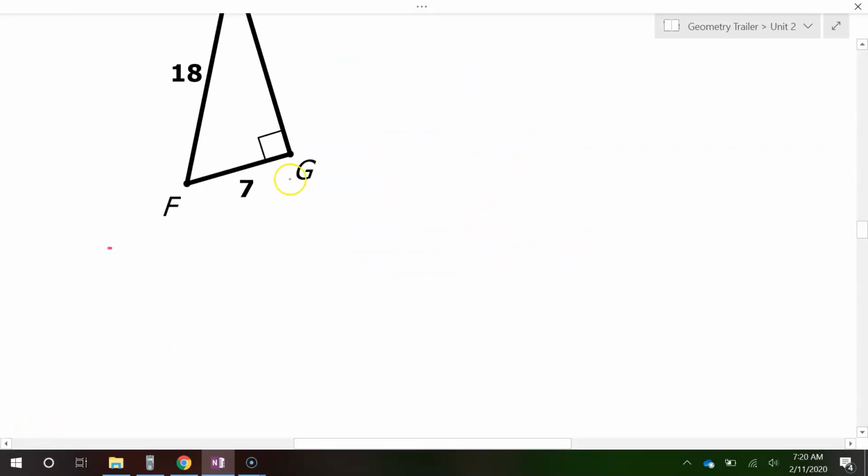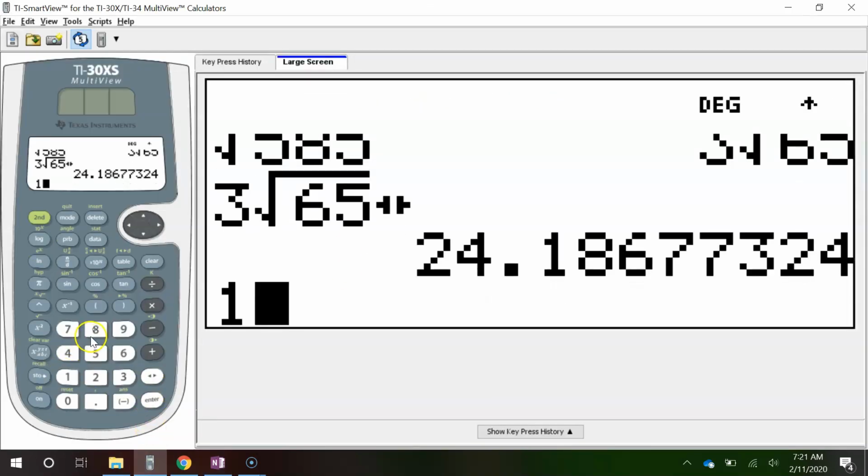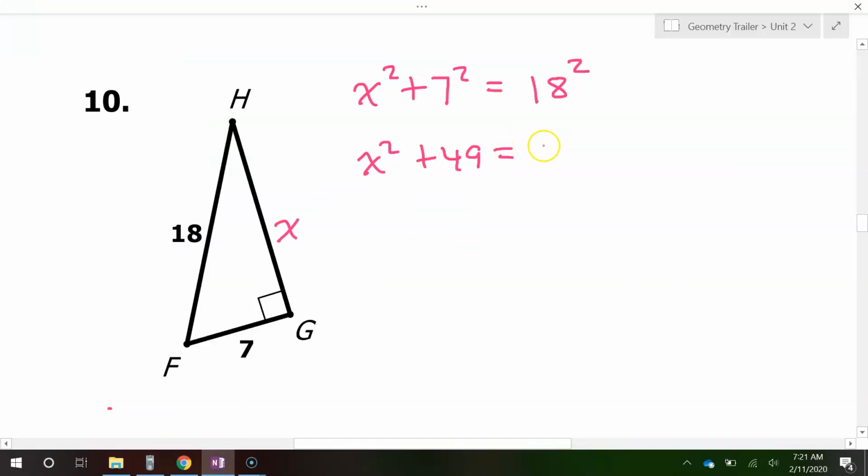All right, so one more of these little guys. So I'm looking for this x right here. So the hypotenuse is the 18. So we'll make sure that that ends up by itself. So we will have x squared plus 7 squared is equal to 18 squared. So that's going to be x squared plus 49 is equal to, let's see, 18 squared is 324.